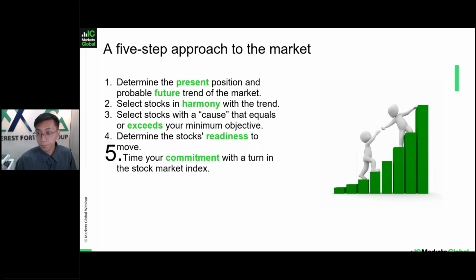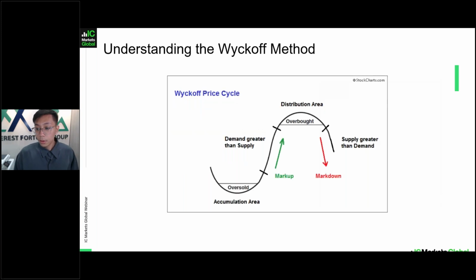Okay, so understanding the Wyckoff method. Firstly, we have our accumulation area. This accumulation area is where the sellers are actually exiting their positions, because this is the oversold position, and then the buyers are slowly coming in, okay?